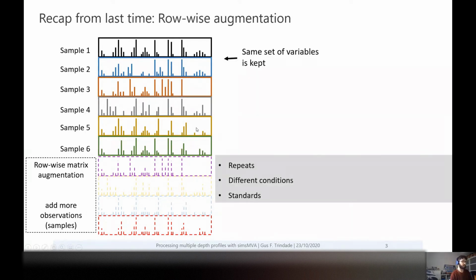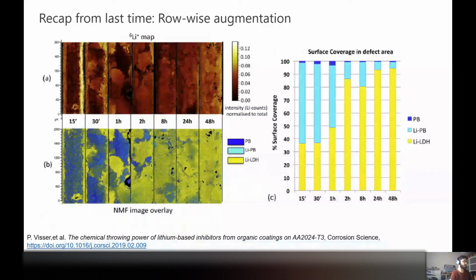We're keeping the same set of variables, in this case all the same peaks in ToF-SIMS. I gave some examples, like this one that we published. For example, we had different treatment times and we had mapping data sets for each of these samples treated at different times. We merged everything together and processed it to find a consistent set of solutions that would describe the chemistry of the surface. So I want to explore this idea now with depth profiles.